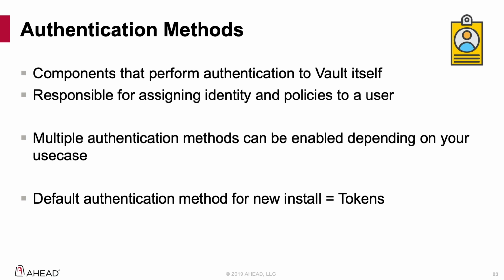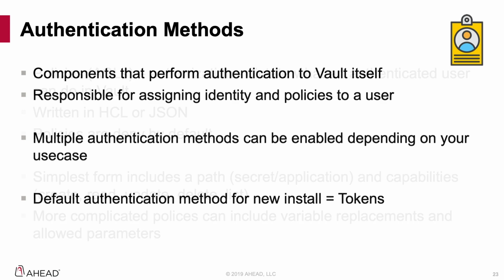Also, the default authentication method for new installs is actually tokens. When you initialize a Vault server, we talked about before, we get the 5 keys, the 3 keys, etc. But you also get the root token, and that provides your default access to Vault itself. The idea is that we would enable an authentication method, write policies to give certain users full admin to the Vault cluster, and then we would eventually revoke that root token so nobody actually has access to it.